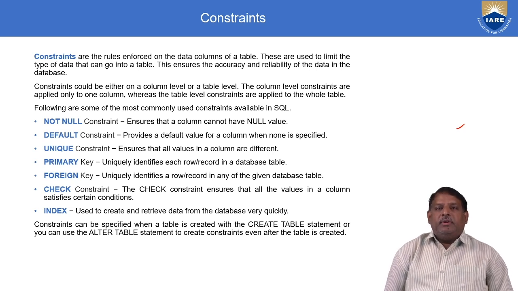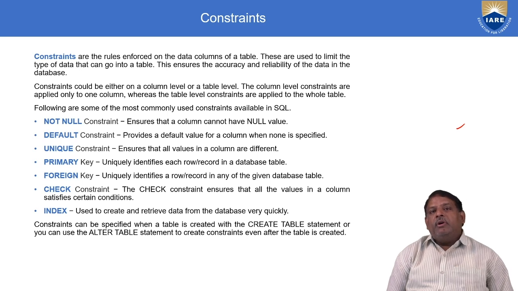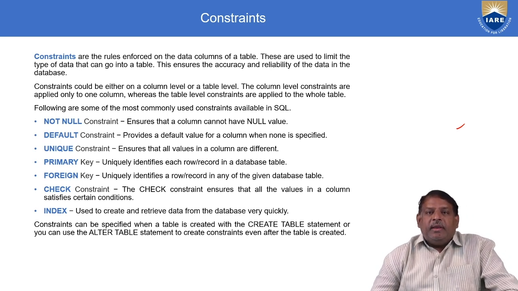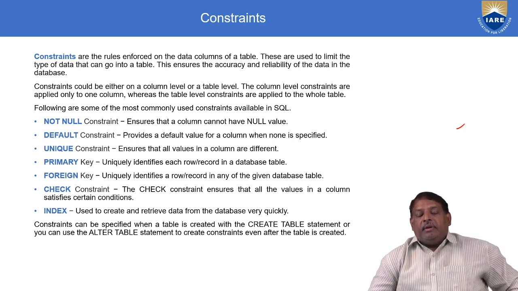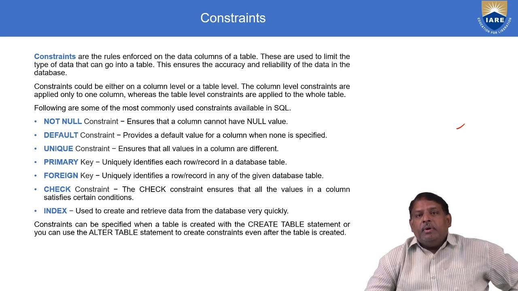Next is the default constraint. This provides a default value for a column when none is specified. That means you provide the default constraint to that column. Even if you don't enter a value to that column, by default it takes the default value. For example, GETDATE. So I assign GETDATE to a column date of joining. If I don't provide the date of joining value for this column, automatically it takes the current date.